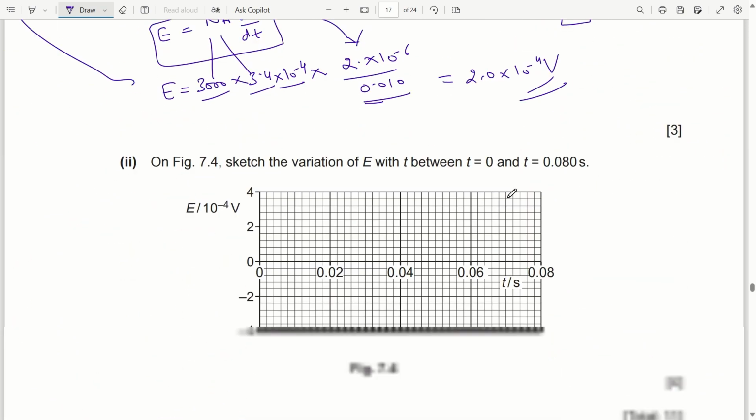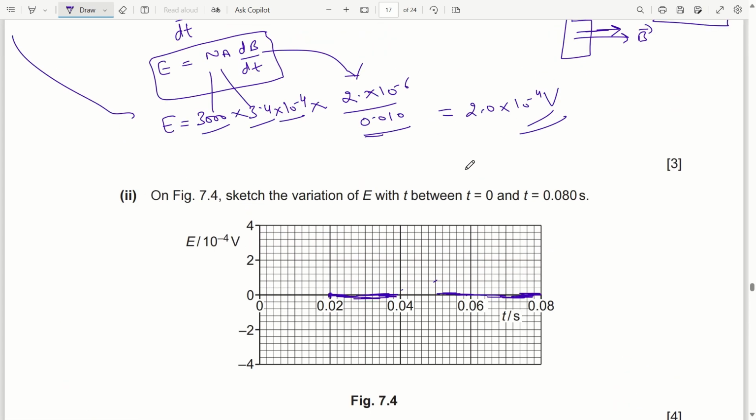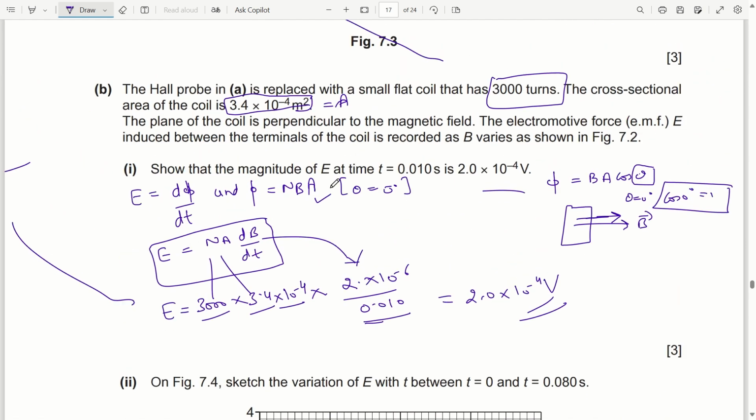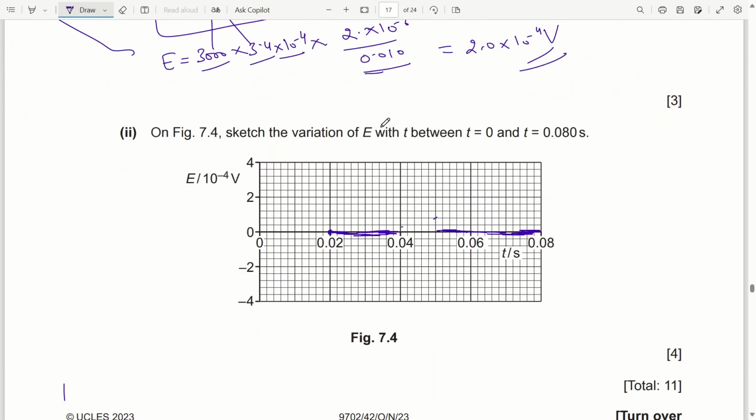So the graph from here, 0.02 to 0.04, it will be 0. Then from 0.05 to 0.06 it will be 0, and the magnitude of E is 2.0 into 10 raised to minus 4 volt at time t is equal to 0.010. So at 0.010 the magnitude is given.